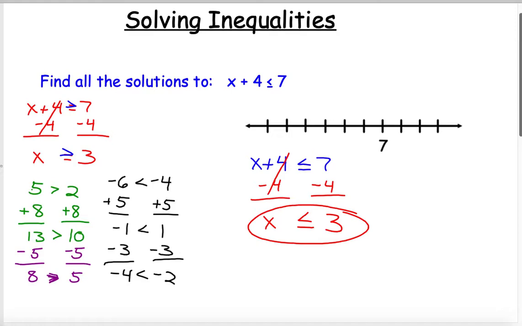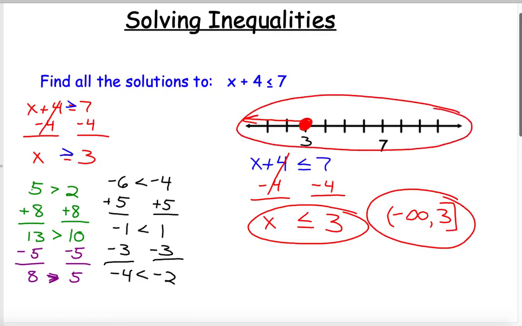I could graph that. Here's 3 on the number line. Less than or equal to, that's a closed circle, because it could equal 3, and then less than goes to the left. So that's a graphical way of representing the solutions. Or we could also do interval notation. Less than or equal to 3 means from negative infinity to 3. Parenthesis around negative infinity. We never include infinity or negative infinity. We're going to include the 3 though, so instead of a parenthesis we use a bracket. So 3 different ways we could represent our answer for the solutions to that inequality.